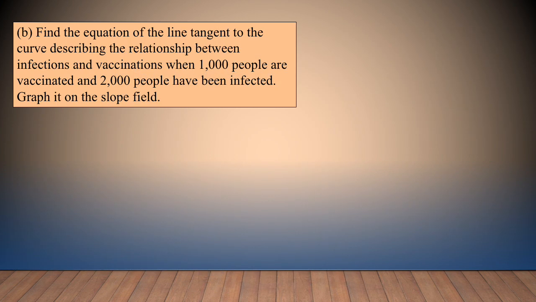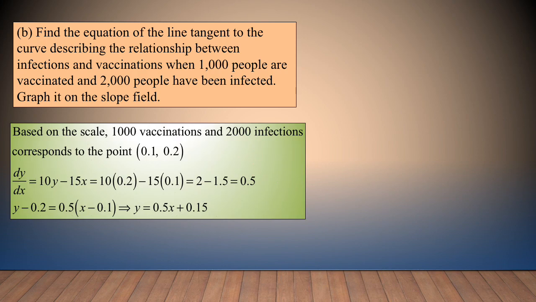B reads, find the equation of the line tangent to the curve describing the relationship between infections and vaccinations when 1,000 people are vaccinated and 2,000 people have been infected. And we want to graph it on the slope field. Remember that x represents the number of people vaccinated, measured in tens of thousands, and y represents the number of people who have been newly infected, measured in tens of thousands. So based on the scale, 1,000 vaccinations and 2,000 infections corresponds to the point 0.1, 0.2.